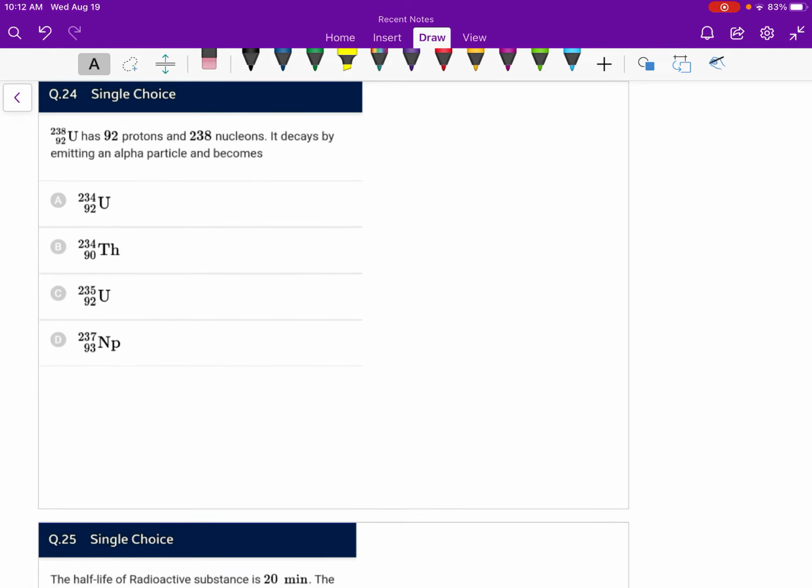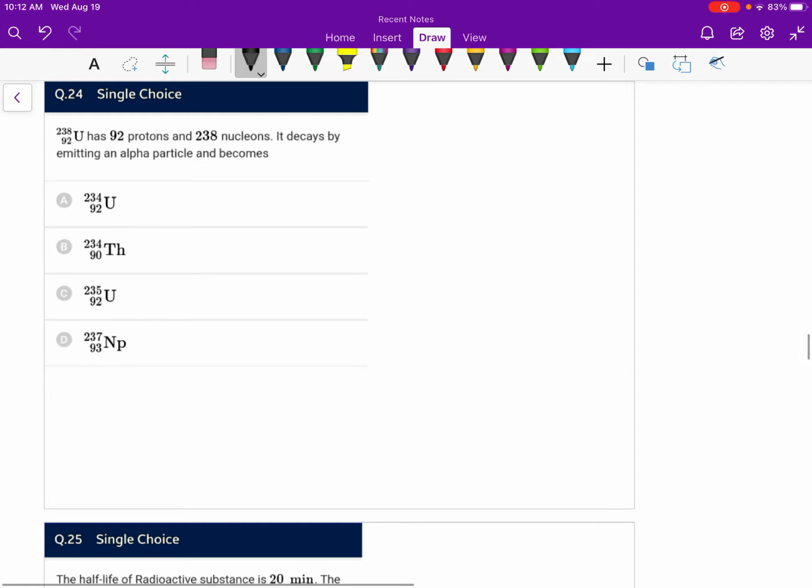It decays emitting an alpha particle, so the mass number decreases by 4 and the atomic number decreases by 2, so 234, 90. So B is the correct option.